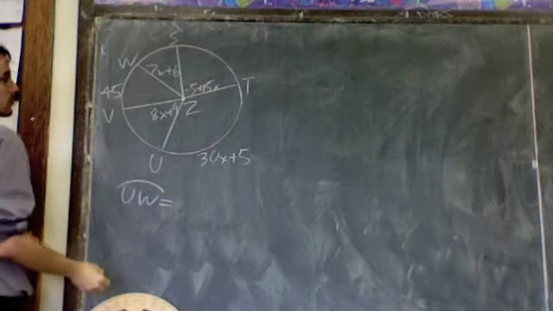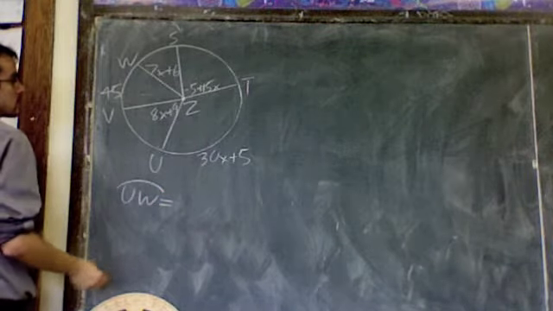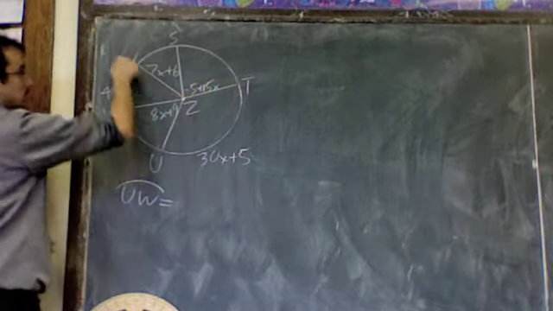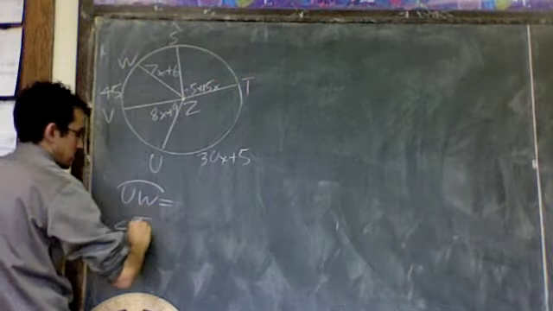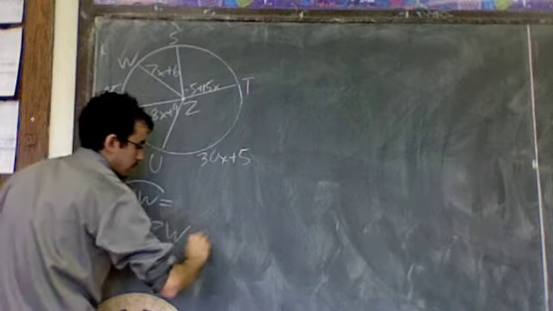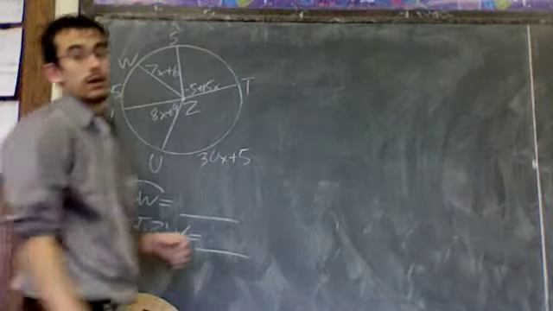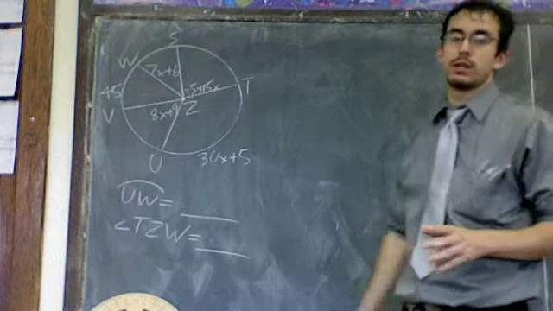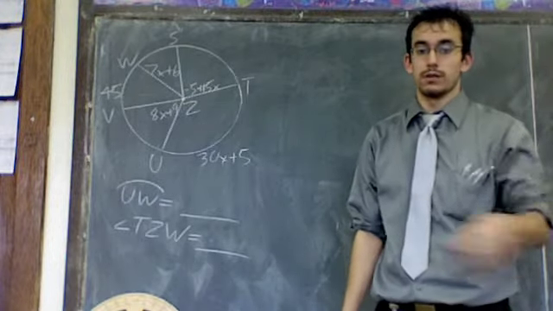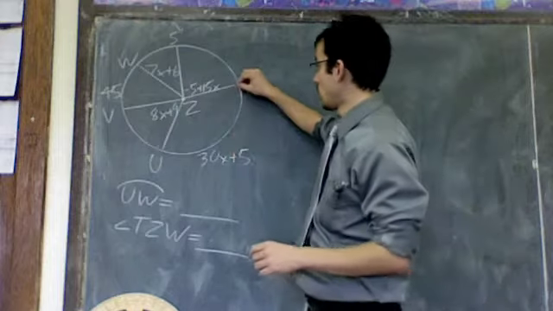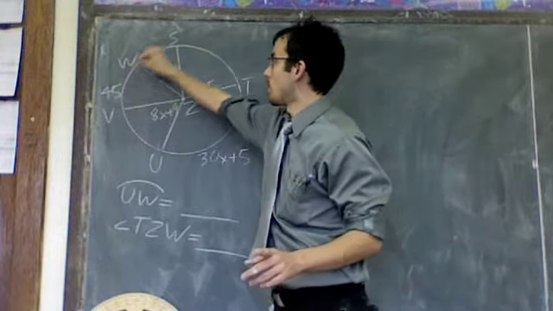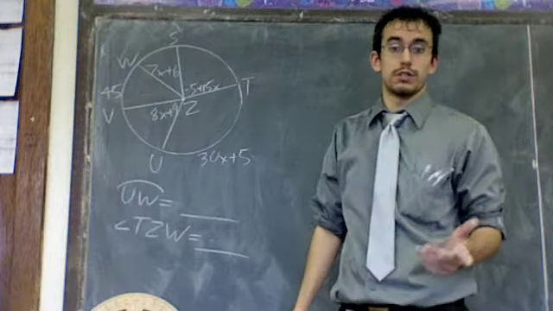And let's say we wanted the measurement of angle TZW. These are going to be the two things that we're looking for. How we're going to do this is we need to remember that circles are comprised of 360 degrees if you go all the way around. If we add up all of the arc measures, not the arc lengths, the arc measurements, it's 360 degrees around.